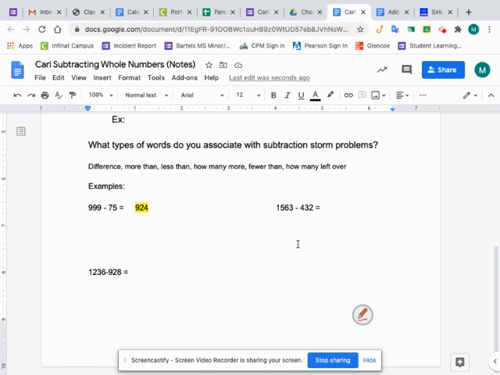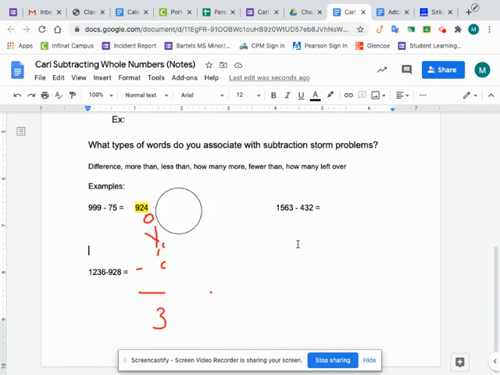And then last but not least, if I have 1,236 subtract 928, I have to borrow right away. So I'm going to borrow from the 3, make it a 2, make that 16. 16 subtract 8 is 8. 2 subtract 2 is 0. Then I have to borrow from the 1, that becomes 0. 12 subtract 9 is 3. So my final answer for that would be 308 when I go ahead and do my borrowing.